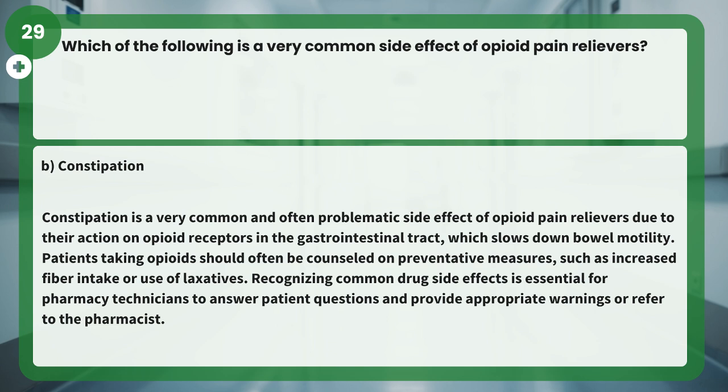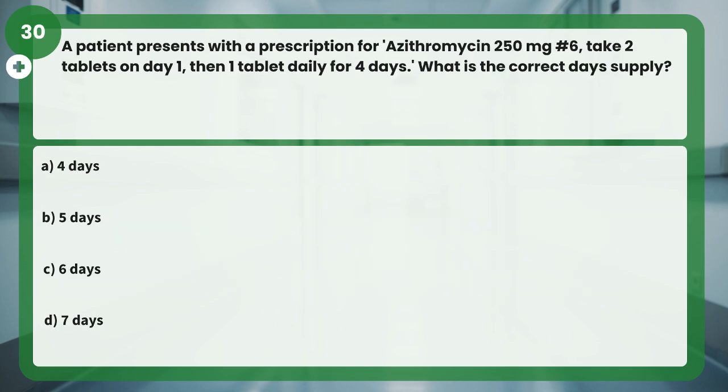Question 30. A patient presents with a prescription for azithromycin 250 mg number 6. Take 2 tablets on day 1, then 1 tablet daily for 4 days. What is the correct days supply? A. 4 days. B. 5 days. C. 6 days. D. 7 days.